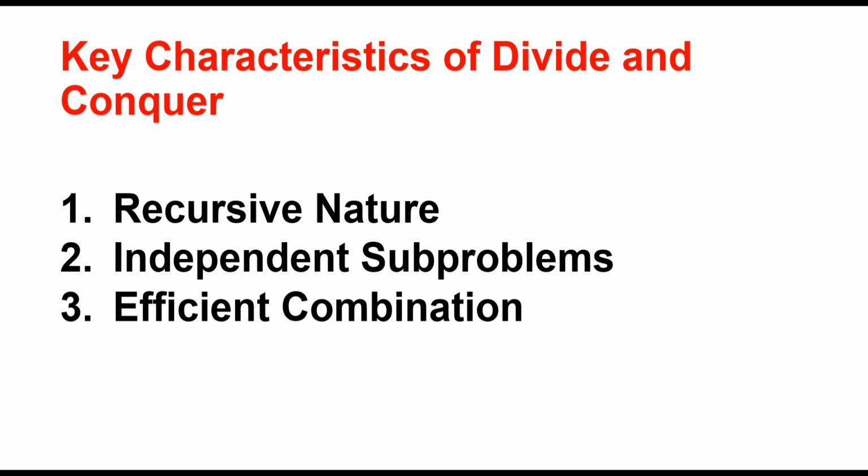Key characteristics of the divide and conquer technique. The first one is recursive nature. The problem is solved through recursion, where the problem is divided into smaller instances of the same problem. This is the recursive nature. The next one is independent subproblems. These subproblems are independent and do not overlap. Each subproblem can be solved separately.